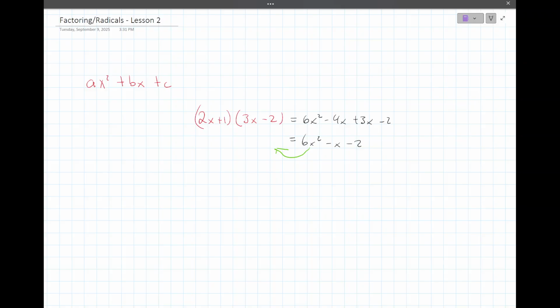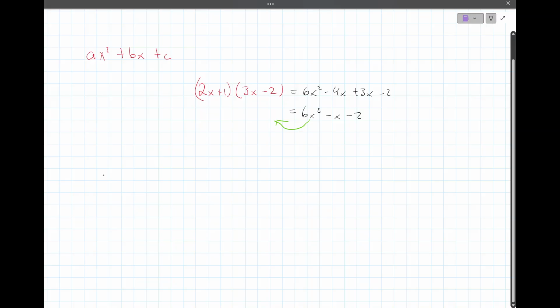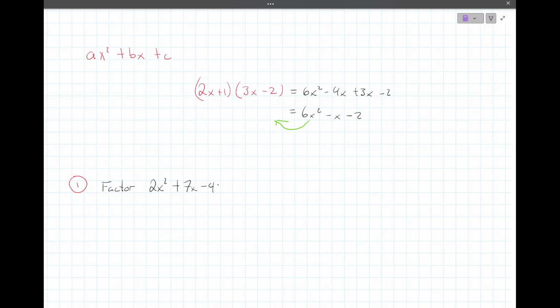Let's try example 1 here and think about what we're doing. Let's factor 2x squared plus 7x minus 4. Here, we're just going to use the box method. The box method is great because we're just going to guess and check. We want to find a middle that adds to 7x, and we want to find an end that multiplies to negative 4.